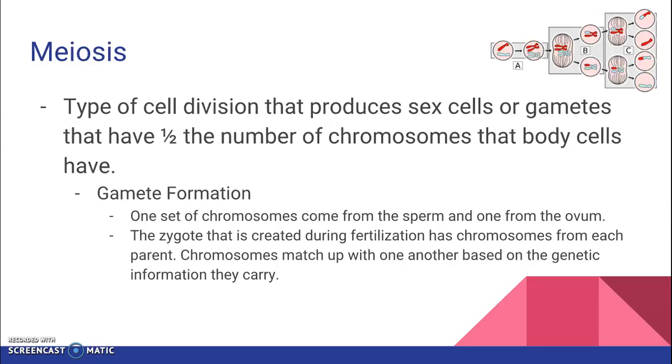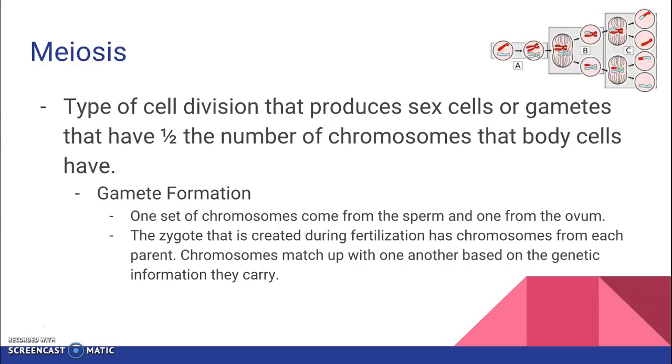So meiosis is where the sex cells are formed. These sex cells will then come together to create a full cell with a full set of genetic information. So, gamete formation: one set of chromosomes comes from the sperm, one set comes from the ovum. When they come together, you get a full set of chromosomes. So the zygote, which is that single-celled organism that is created during fertilization, will end up having chromosomes from each parent. Okay, so that's how our genetics are formed.